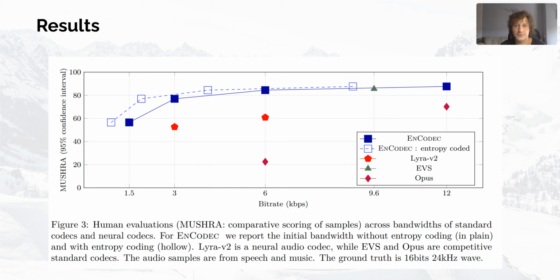And kind of the same results. We can see again results using entropy coding here, and they're slightly higher, and results without entropy coding, just using Encodec here, and different standard coding solutions like EVS is here, and Opus right here and right here. And we can see that Encodec performs much better compared to Opus.